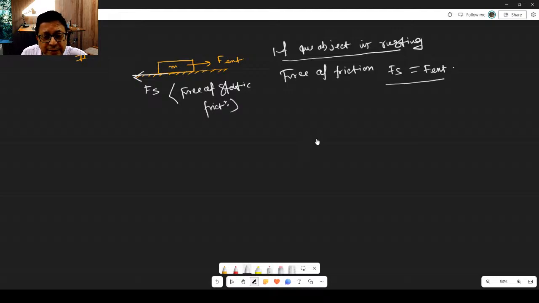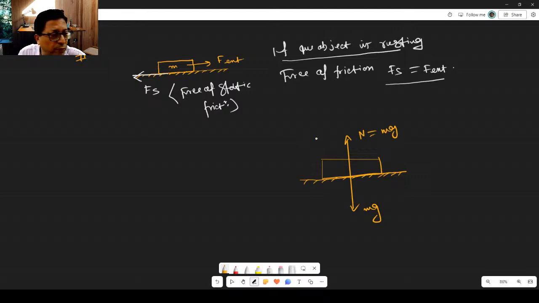Now, during the force of static friction, I mean when the object is resting, other forces are not absent. All those forces are present. What other forces can be there? This is the horizontal surface on which the object is resting. So weight mg acting downward. This mg is acting on the object due to gravity, and the ground is exerting N equal to mg upward. External force applied in this manner. The force of static friction acting in this manner, Fs.